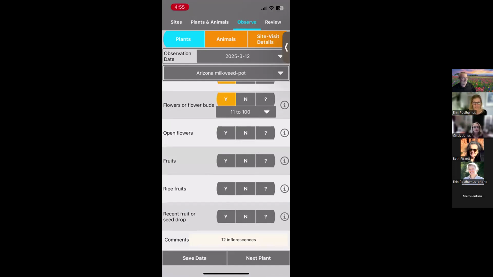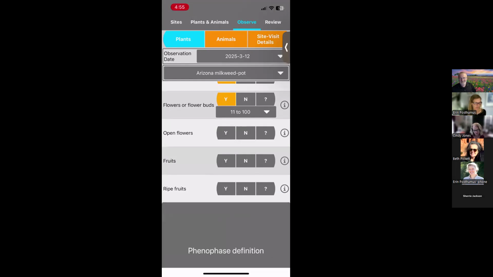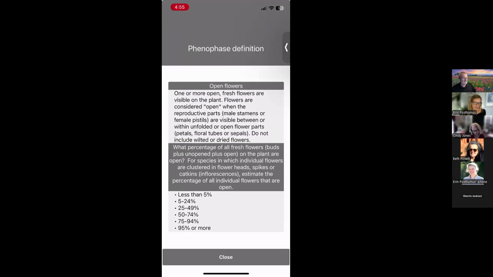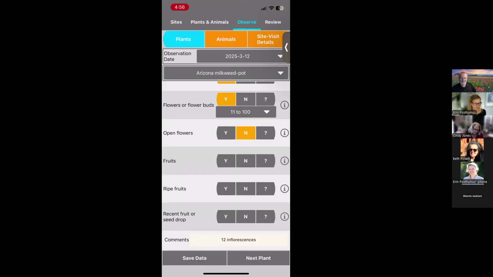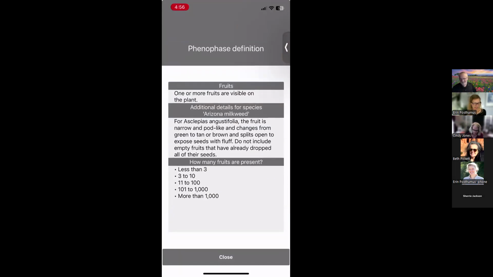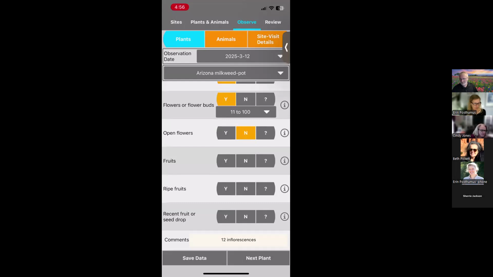Okay, what about open flowers? And again, if we tap that, this is open when the reproductive parts are visible between the unfolded flower buds. Okay, that was a no. What about fruits? Anyone remember fruits? Those are the pods that change from green to tan to brown and split open to expose seeds with fluff. Okay, no for fruits, and then no for ripe fruits.